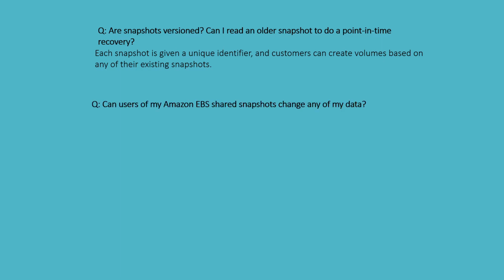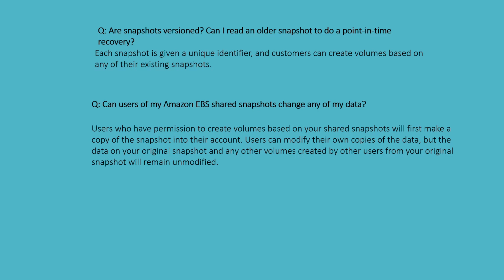Can users of Amazon EBS share snapshots and change any data? A user who has permission to create a volume based on your shared snapshot will first make a copy of the snapshot into their account. Users can modify their own copies of the data, but the data of your original snapshot and any other volume created by other users from the original snapshot will remain unmodified.